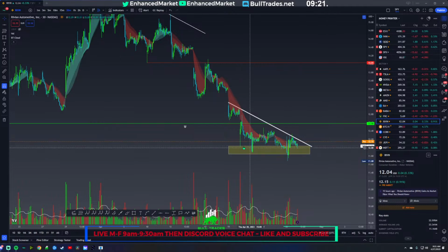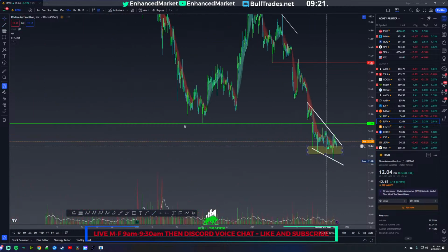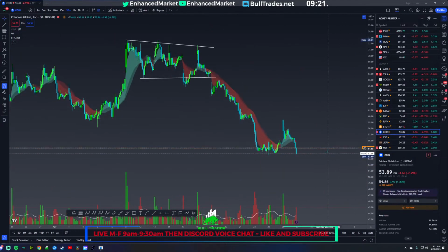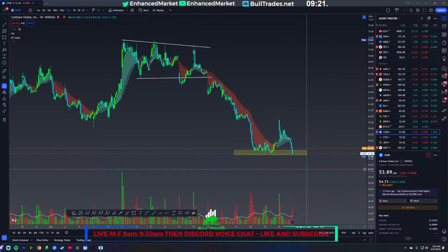Support, support, support. They are lower and lower, but it's starting to form this wedge. So this might start to break back up to the upside soon. Coin, double bottom here. You just have to trade the plan. Plan the trade, trade the plan. Don't let your fear get in the way.